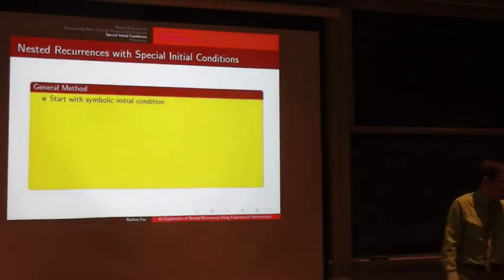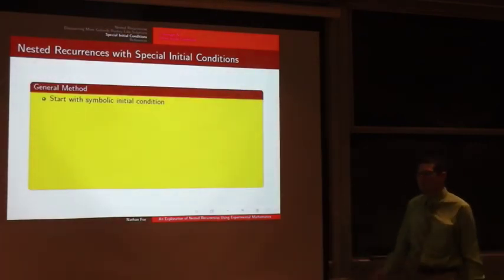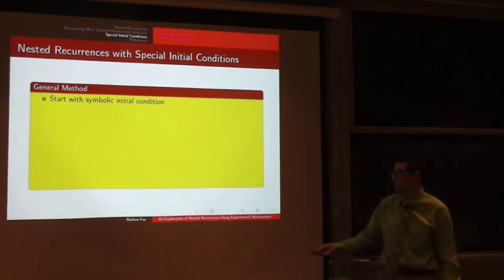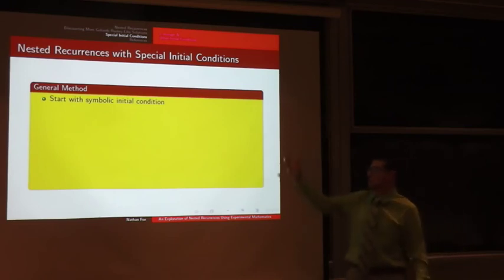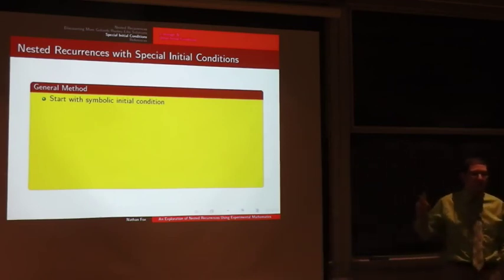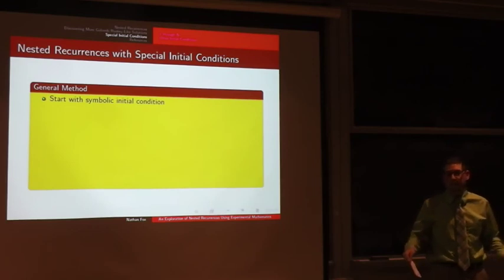So here's the general method we're going to use. Again, this slide may not make a lot of sense without examples, but the rest of this part of the talk is examples. So we start with some sort of symbolic initial condition. So you should think like maybe 1, 2, 3 up to n, for some n.